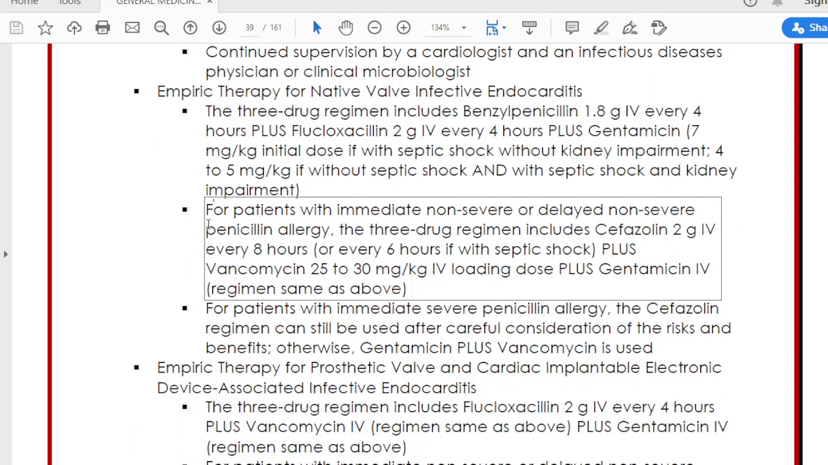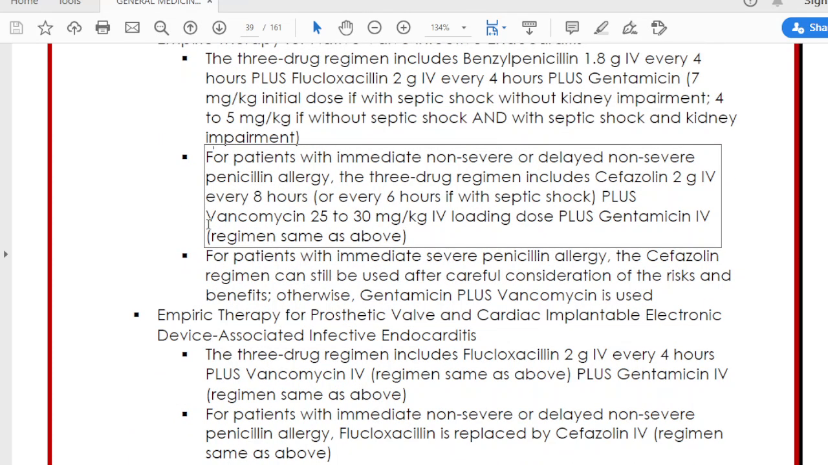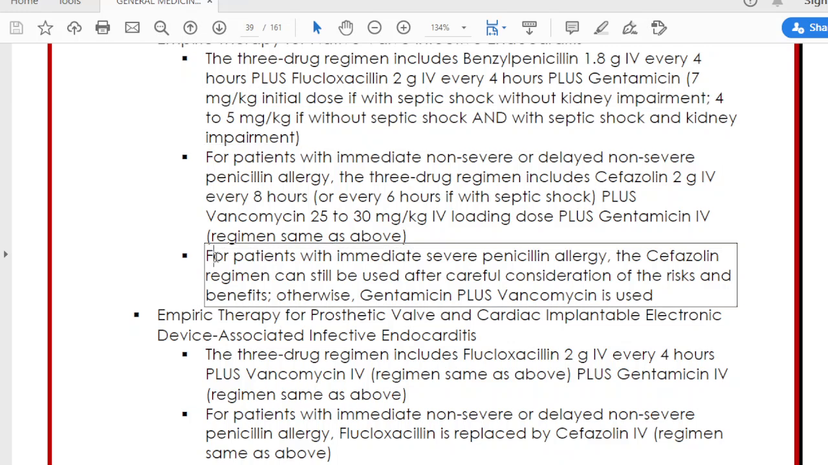For patients with immediate non-severe or delayed non-severe penicillin allergy, the 3-drug regimen includes cefazolin 2 g every 8 hours, or every 6 hours if with septic shock, plus vancomycin 25 to 30 mg per kilogram for loading dose plus gentamicin, regimen same as above. For patients with immediate severe penicillin allergy, the cefazolin regimen can still be used after careful consideration of the risks and benefits, otherwise, gentamicin plus vancomycin is used.